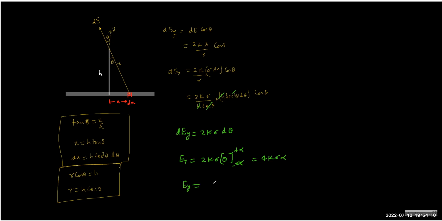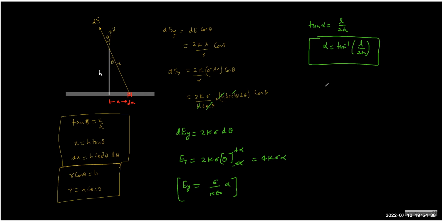So Ey turns out to be sigma upon pi epsilon naught into alpha. But if we take it in terms of h and L, it will change, right? So now what is alpha? We can say tan of alpha is L by 2h. Alpha is tan inverse of L by 2h. So Ey in terms of L and h will be sigma by pi epsilon naught tan inverse of L by 2h. I hope this is clear.